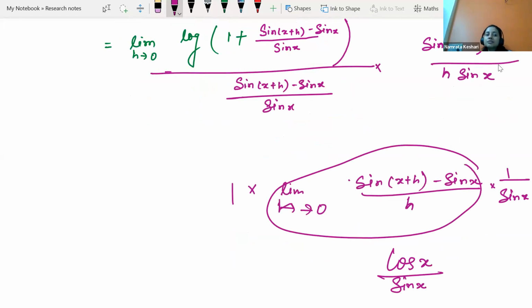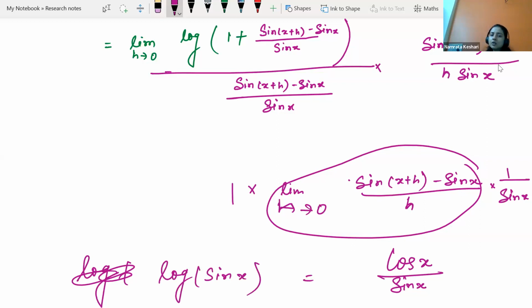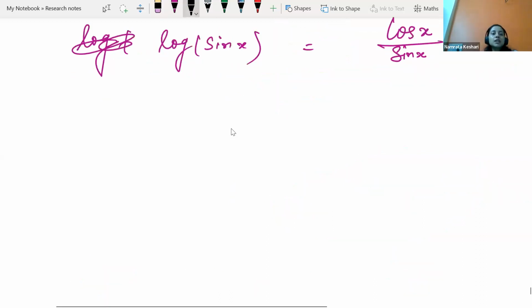So the derivative which we wanted to find, for log of sine x, that derivative is cos x by sine x. Yes, that derivative is cos x by sine x. Every time will we be applying this much effort? No. After seeing this and so many different functions, mathematicians realized that it follows a certain pattern.